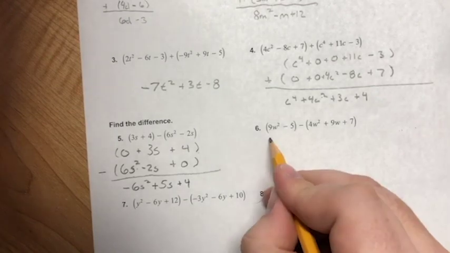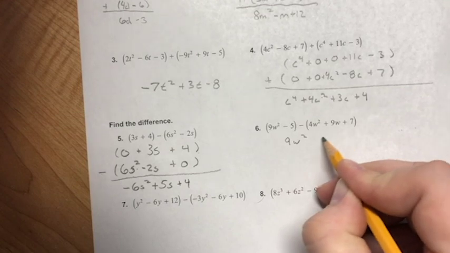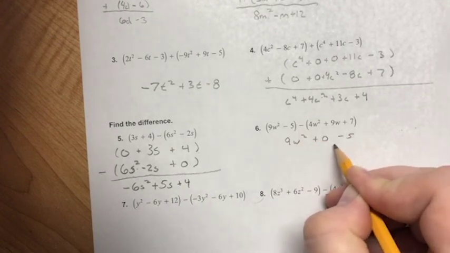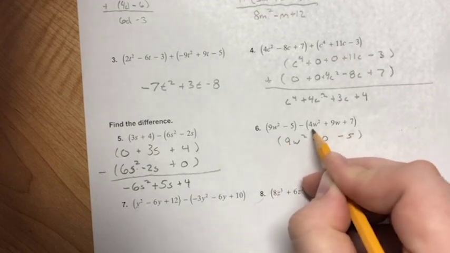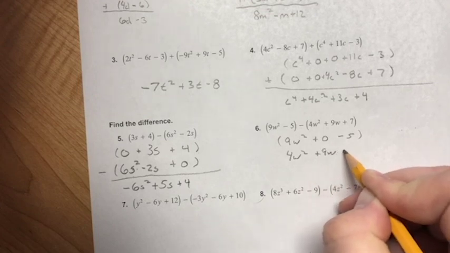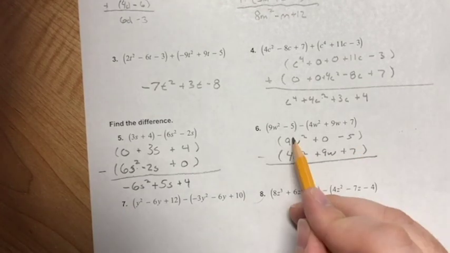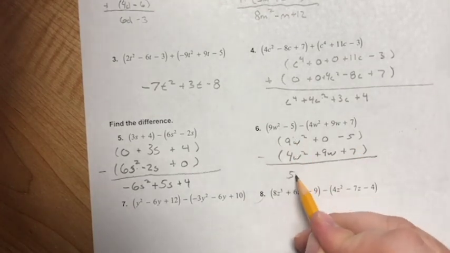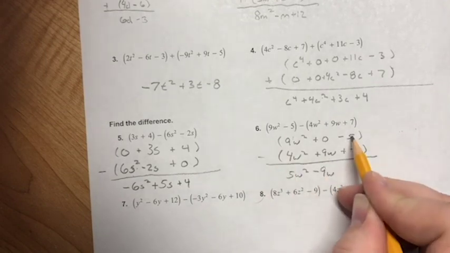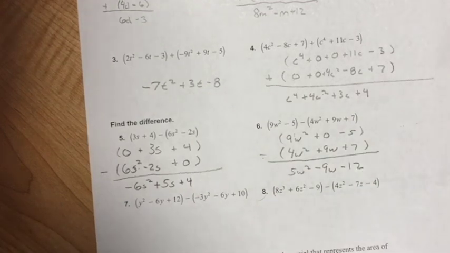Let's try the next one out. We're going to break this one out. We have 9w squared. I'm going to put a 0 in the place of w minus 5. All right? We're going to combine our terms here. We have 4w squared plus 9w plus 7. Subtract things out. 9 minus 4 gives me 5w squared. 0 minus 9 gives me a negative 9w. Negative 5 minus a positive 7 gives me a minus 12. All right?